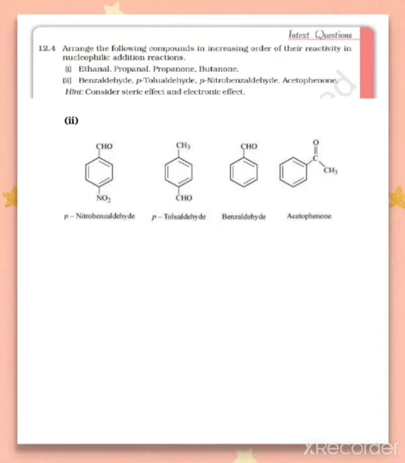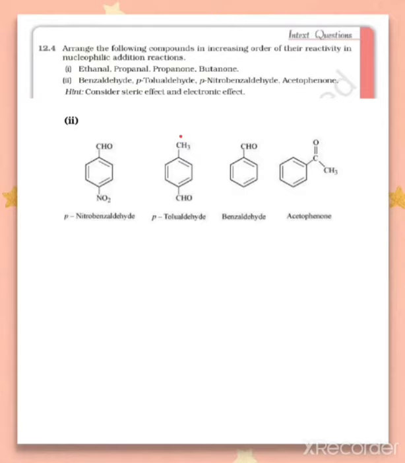The next part, that is the second part, the compounds which are given here, that is benzaldehyde, p-tolualdehyde, p-nitrobenzaldehyde and acetophenone. Let us make the structure for this one, that is acetophenone. This is acetophenone, that is CH3, C double bond O, and the benzene ring. Then this is benzaldehyde, p-tolualdehyde, that is if the methyl group is on the para position on the benzaldehyde, then we can say that it is p-tolualdehyde. That means methyl group is at a para position.